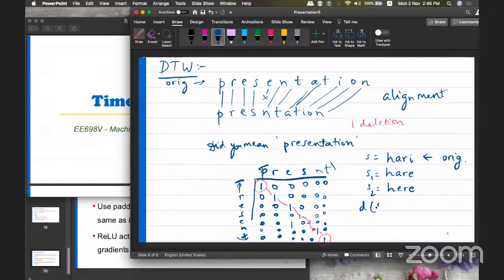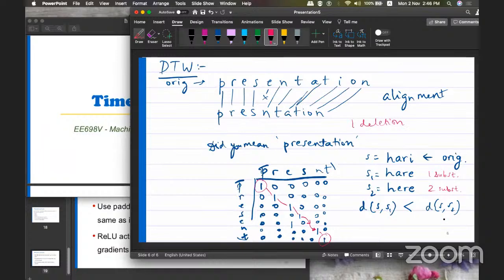So distance between s comma s1 and distance between s comma s2, which is larger? Can you write which is larger? D(s, s1) is large or D(s, s2) is large? Which distance is large? Yes, distance of s from s2 is large. Why? Because here there is only one substitution, but here you have two substitutions. So therefore, the distance from s2 is large.